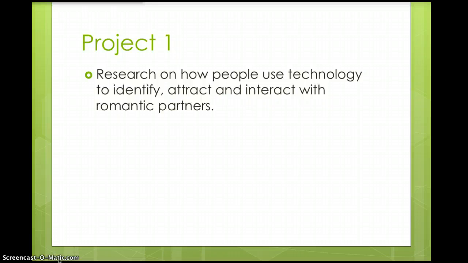The first one is how people use technology to attract and interact with their romantic partners. Electronic devices and technology are a big part of the dating scene. Nowadays, we don't have research on how people use these electronics and technologies to identify eligible mates, attract them, and interact with them. And so I need a group to research this particular topic.